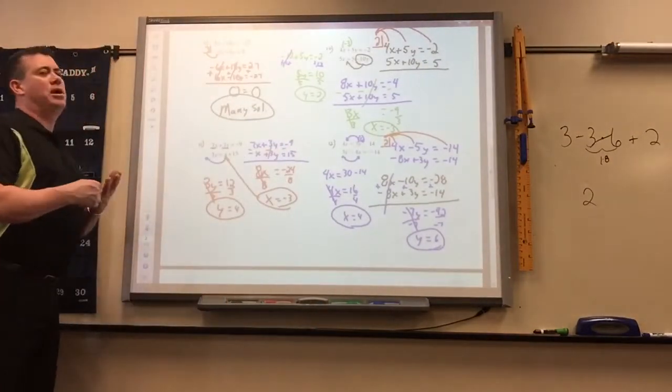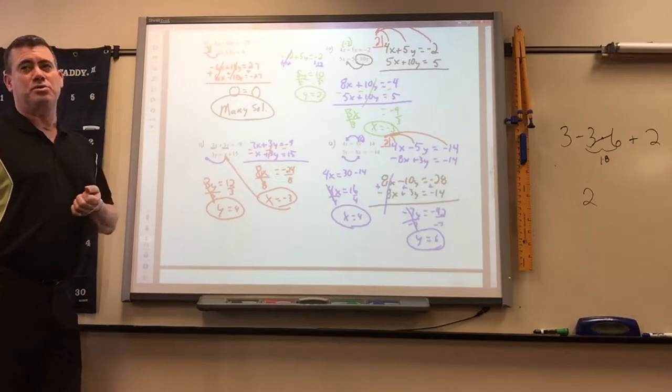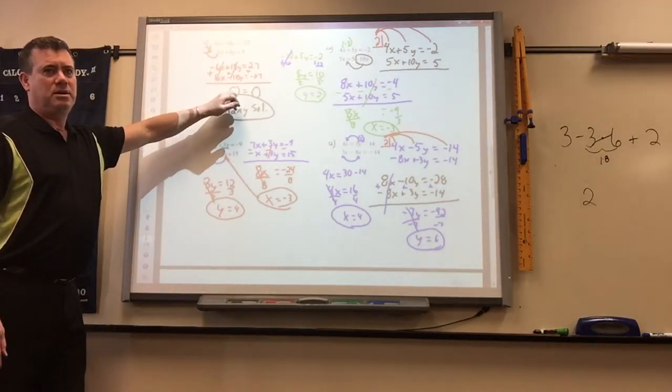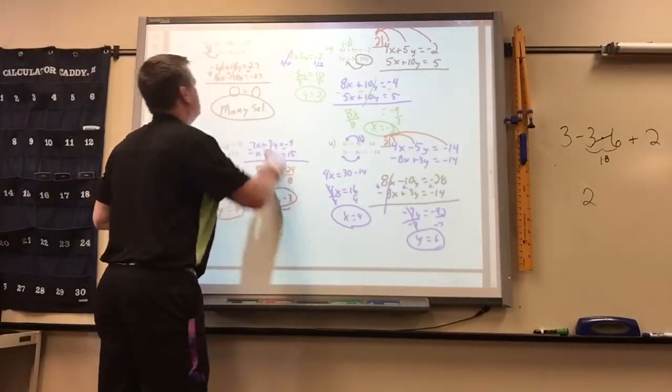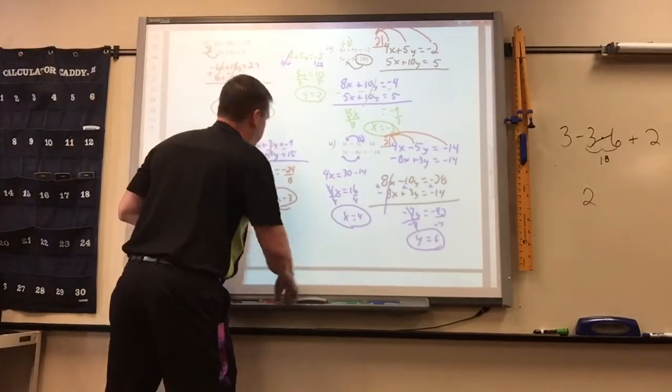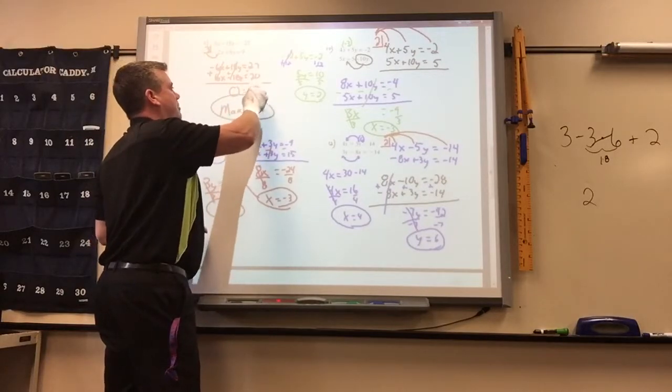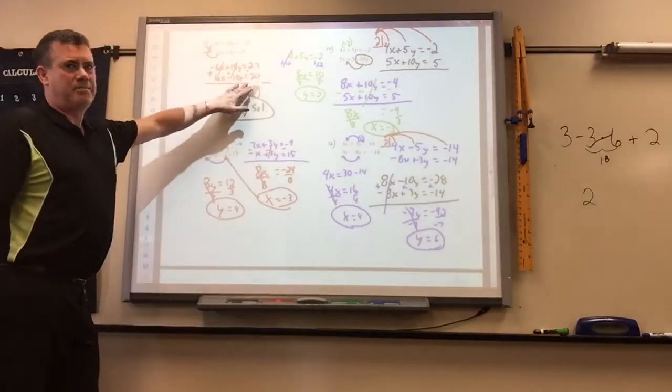There wasn't an example on here, but there might be on the test a no solution one. A no solution would be like this one. But remember, it wouldn't be 0 equals 0. It'd be something like, this would be 27 minus, you'd get a different number there. That'd be no solution.